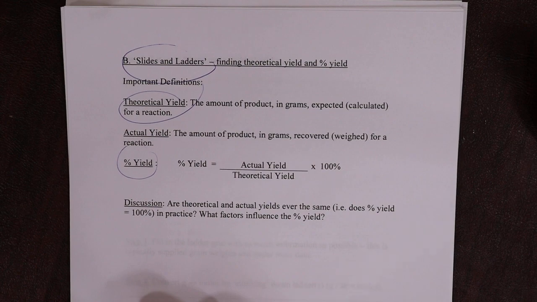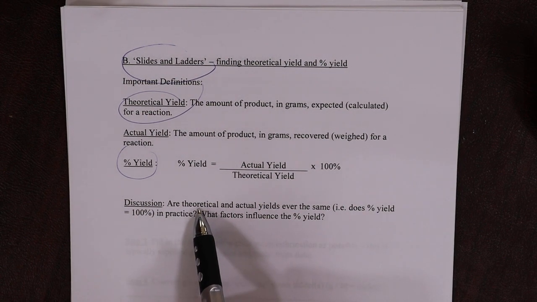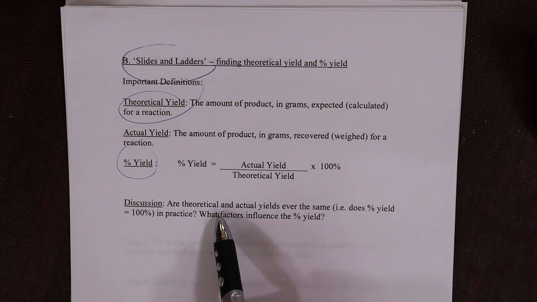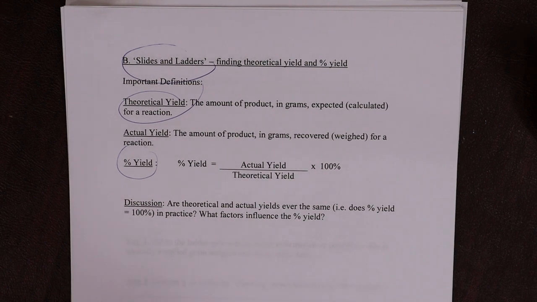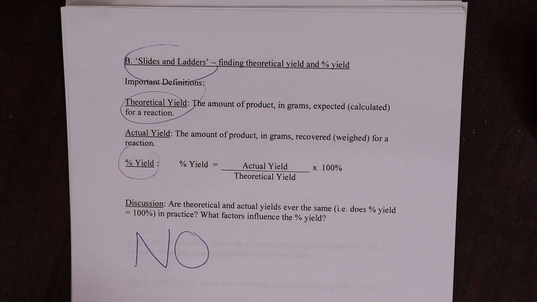In the experiment, when we talk about this later, you're actually going to work out some of these numbers. Now, discussion. Are theoretical yields and actual yields ever the same in practice? Can you ever do the perfect experiment? The answer is a big no. There are two ways this can go.